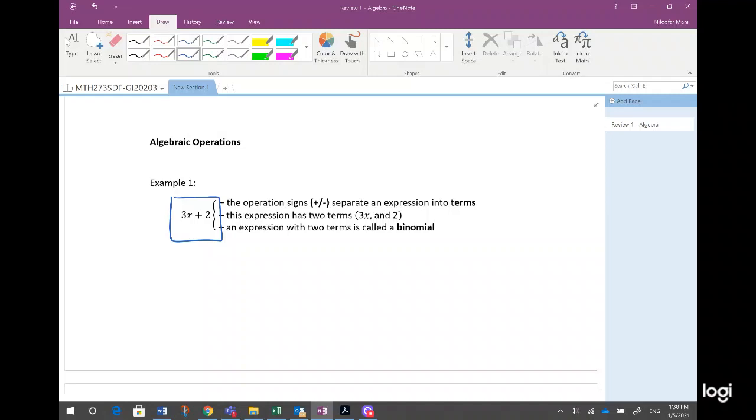So monomial, one term; binomial, two terms; trinomial, three terms. Polynomial means several terms. I usually use polynomial. So if it is a polynomial, it means several terms. I usually call all of them polynomial. Okay, so several terms are just separated by plus and minus.